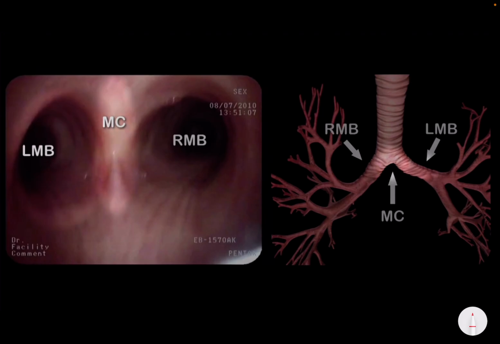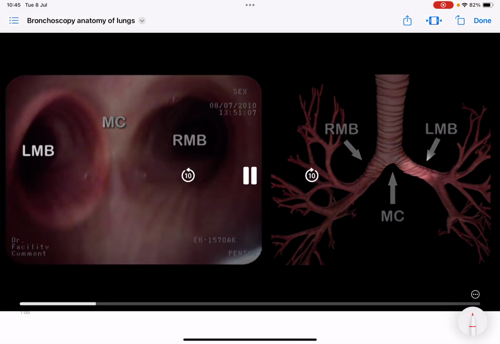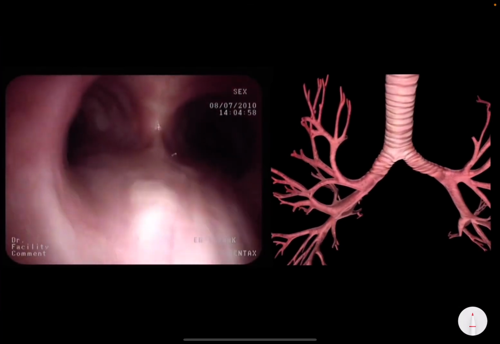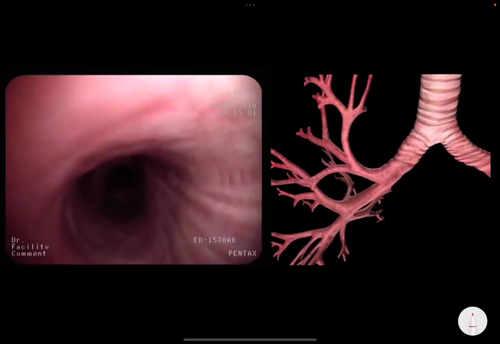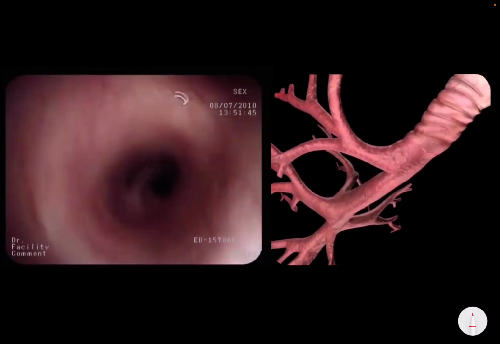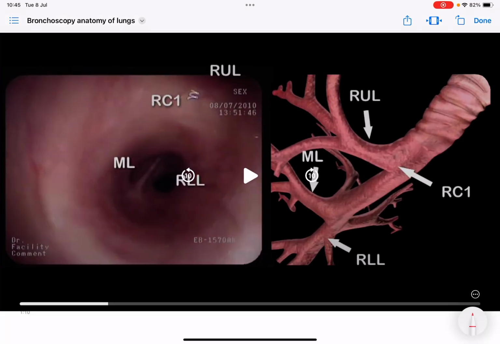So this is just a video of the anatomy. So we first enter inside the left side and then the right. First we go inside the right side and then we go inside the left side later on. See, this is the right main bronchus. We turn the bronchoscope 90 degrees clockwise and the structure which is visible.